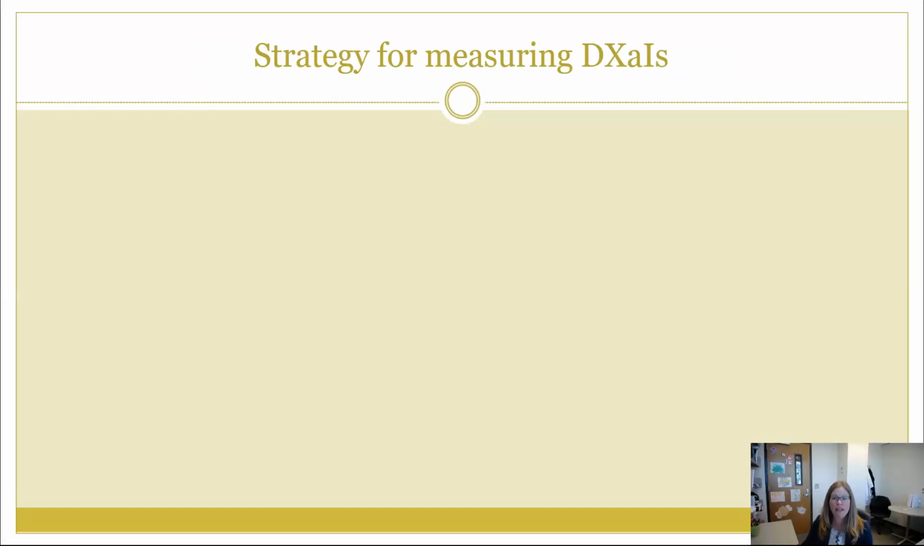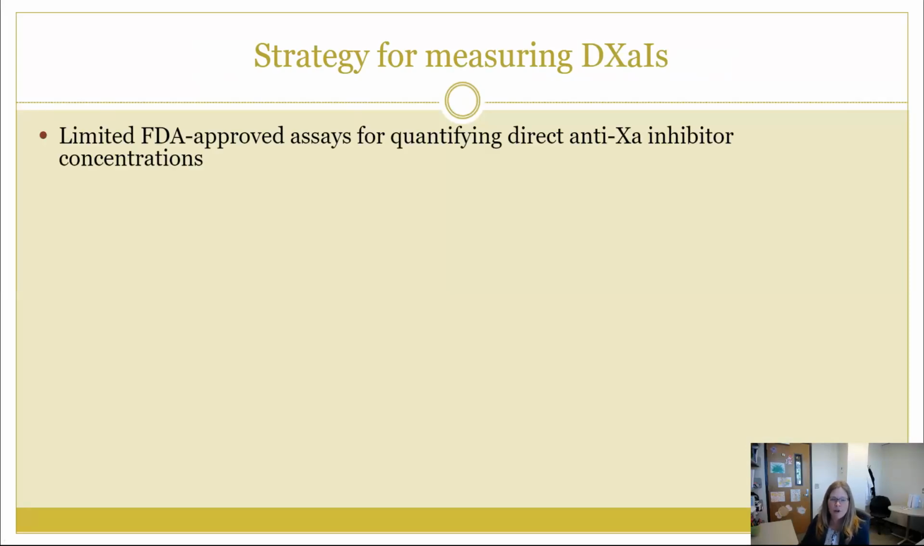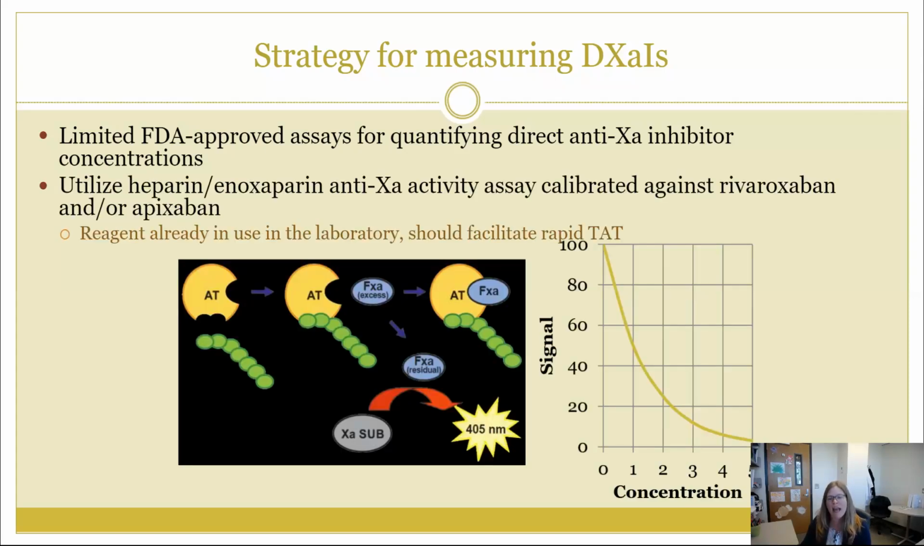So what can laboratories do? There are limited options of FDA-approved assays available at the moment for quantifying direct Xa inhibitor concentrations. So for most laboratories, you will be doing a laboratory-developed test. And it's important to understand the intended use of the test so that you can make sure that the test that you design is going to be able to meet those clinical needs. And so for us, when we were initially having conversations with our emergency medicine pharmacists, who were the ones that brought this request to us, they said that we would like these results in order to guide reversal decisions. And in order to do that, we need results within a couple of hours.